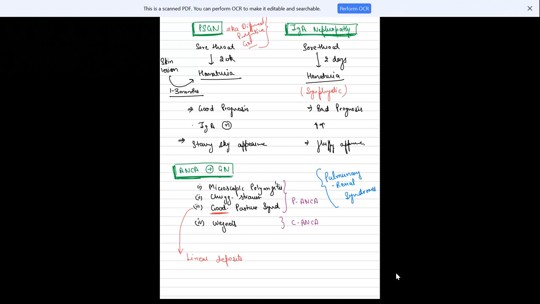Now next comes ANCA positive glomerulonephritis. These are the antibodies we check for in autoimmune diseases.